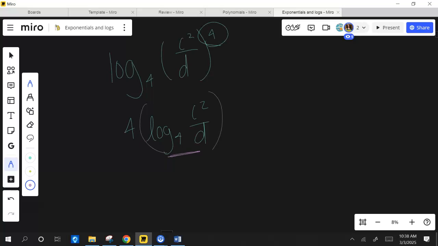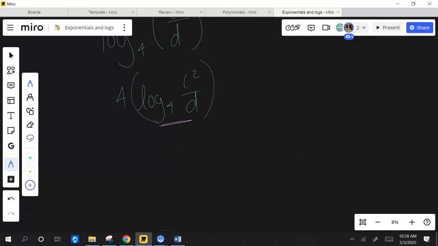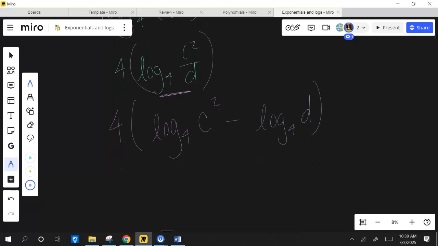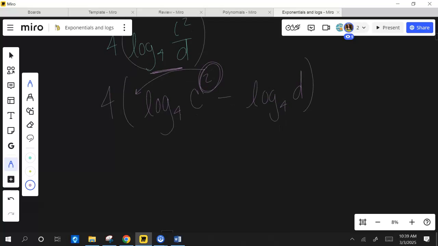So I'm going to split up. So I get 4, and I'm going to do those parentheses. I'm going to split up my numerator and my denominator, and I split it up with what? Subtraction. Go ahead and write it. Well, there's one more thing. What do you notice? The squared. If you can invoke any property, you do it. So this squared is going to come around just in front of this one. So I've got 4 times 2 log base 4 of c minus log base 4 of d.